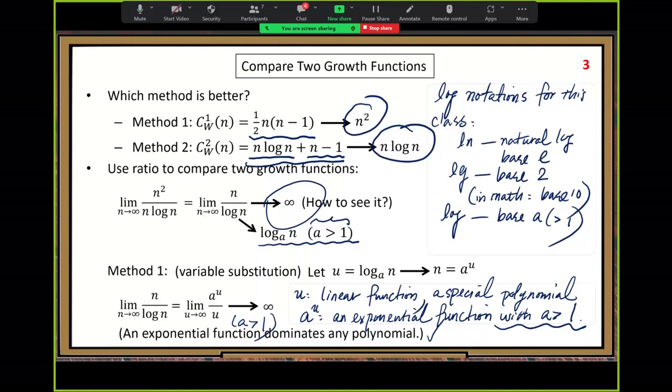Some of you may still like to get the rigorous proof. For the rigorous proof, we need to apply a powerful calculus tool called L'Hopital's rule, from the calculus course, Calc 2.